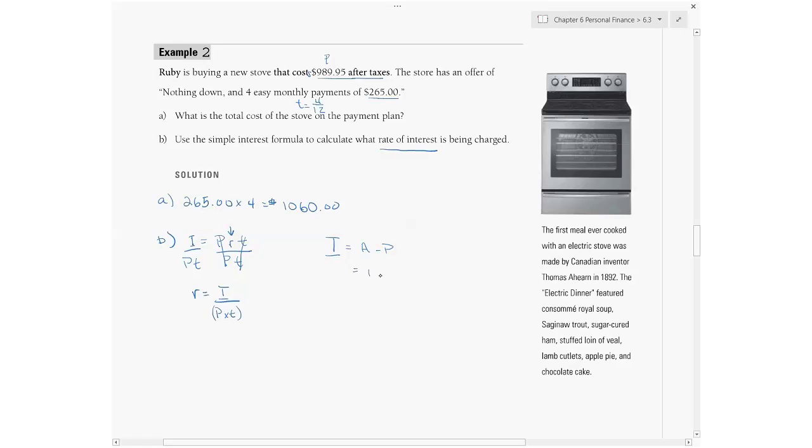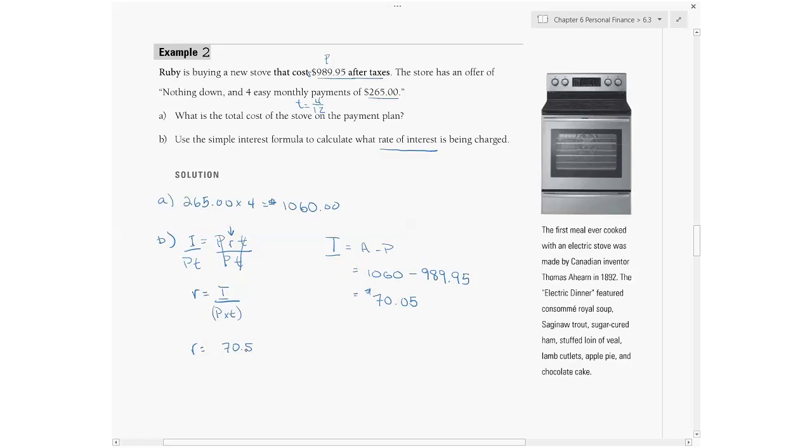So $1,060 minus the principal, what you're actually getting out of the deal, $989.95. And you do that subtraction and you get $70.05. So it's costing you $70.05 to make payments on the stove instead of paying for it all up front. So that would be your finance charge right here, the $70.05. So now we'll go back to this. So the rate is equal to the interest, which is $70.05.